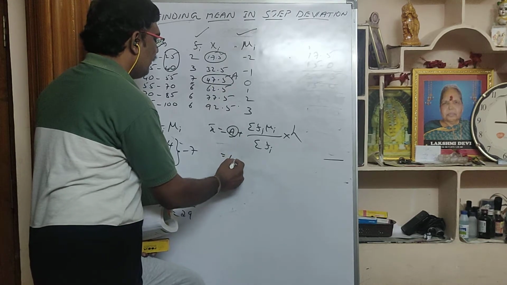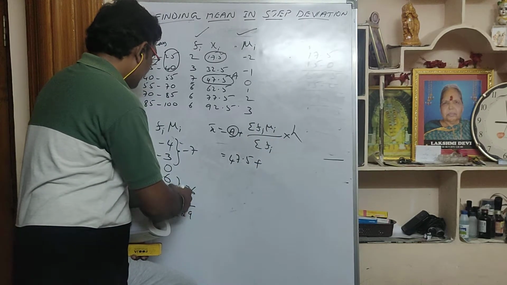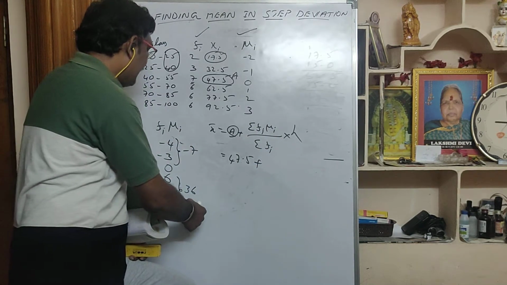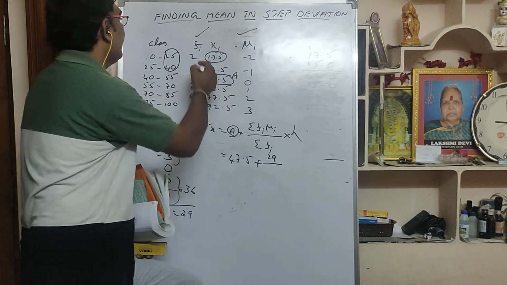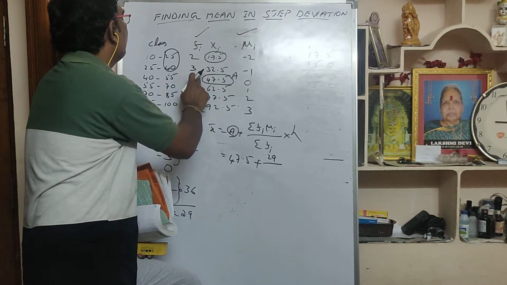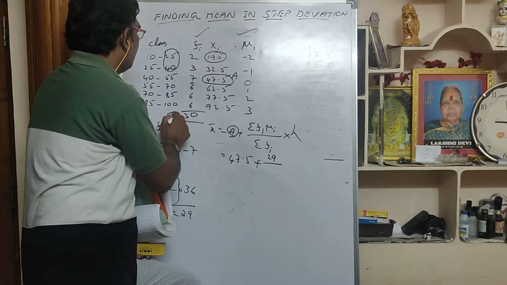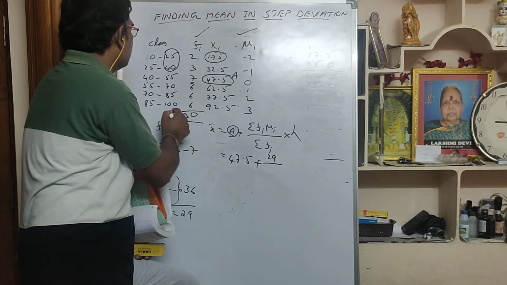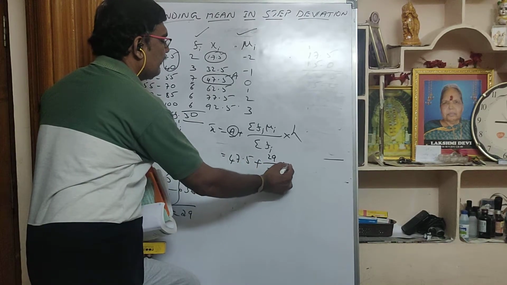A means 47.5 plus sigma fi mu i. Fi is all you should add. You are getting 29 divided by sigma fi. 3 sixes are 18, 25, 30. You are getting 30. What is 30 here? In the fi column, all you are adding. Sigma means sum. So sigma fi you got as 30.